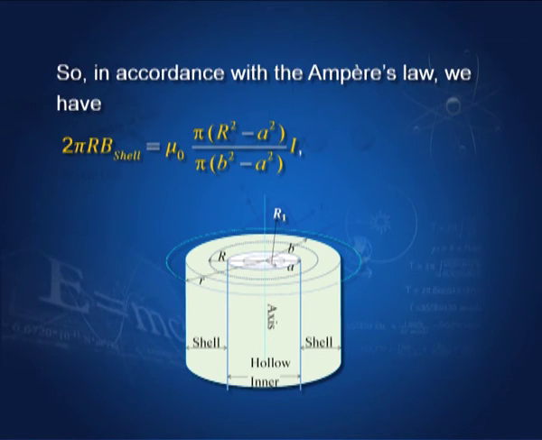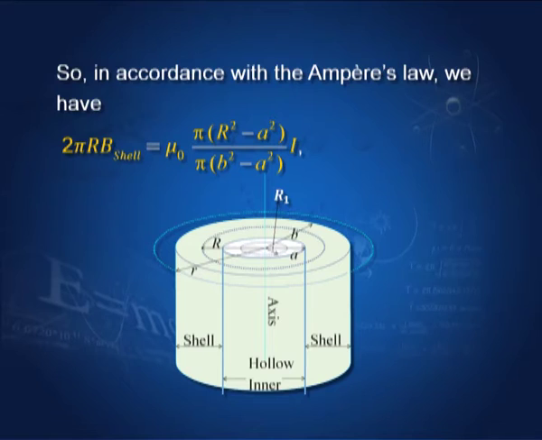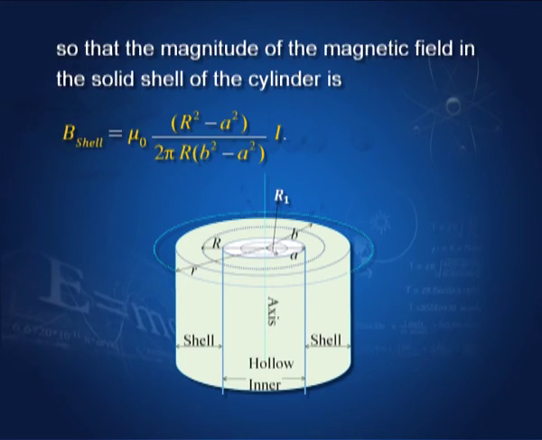Because of symmetry the field must be constant. Therefore, 2 pi r times B in the shell, because the radius is in the shell, is equal to mu 0 times the current threading this circle of radius r, which if we use that expression gives us mu 0 into pi r squared minus A squared by pi B squared minus A squared, into I. So, this pi gets cancelled and the magnetic field inside the shell, that is, for radii between A and B, is mu 0 times r squared minus A squared by 2 pi r into B squared minus A squared, into I.